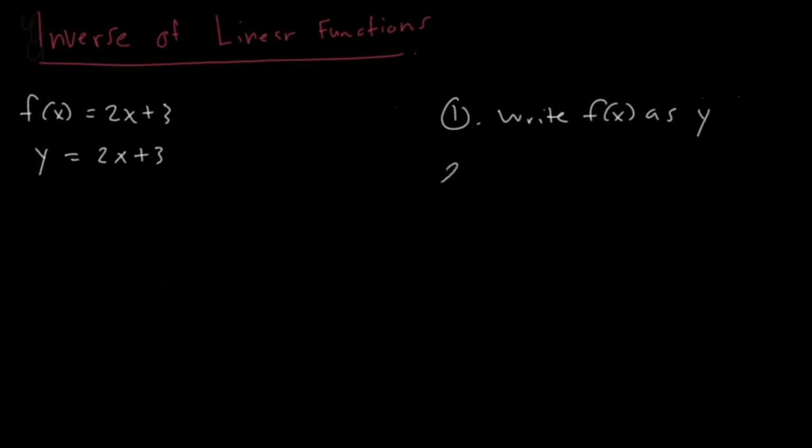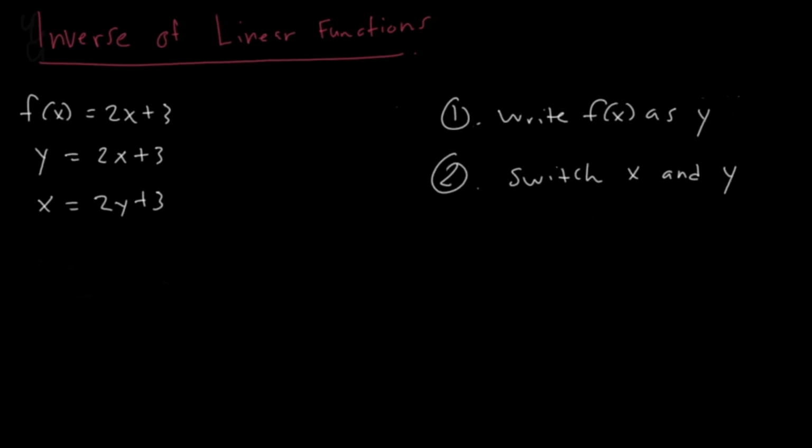My second step would be to switch x and y. All right, so if you have x and y like this, you do a switcheroo, so it'd be x is equal to 2y plus 3, like so. All right, so I have this.